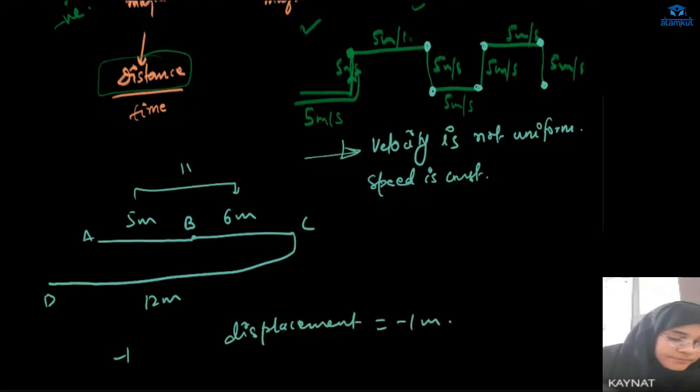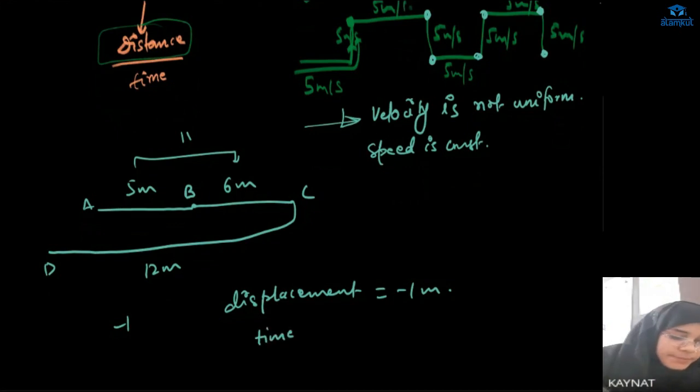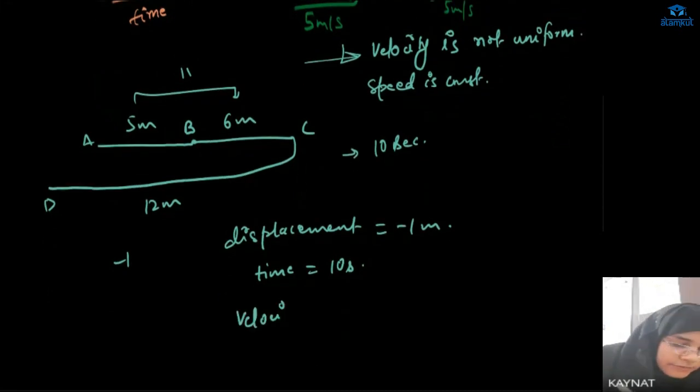So displacement will be minus 1 meter, and time taken, whatever the timetable, let us suppose the whole journey takes 10 seconds. So time taken is here 10 seconds. So what will be the velocity? Velocity will be minus 1 by 10, that is minus 0.1 meter per second.